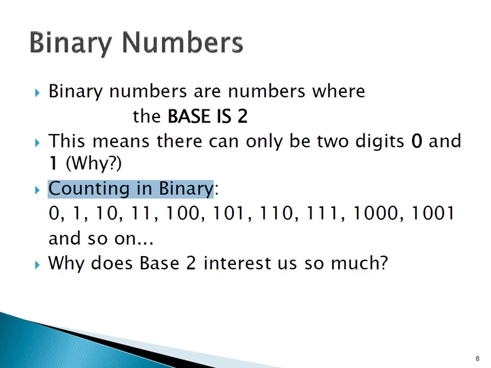Let's now count in base 8. 0, 1, 2, 3, 4, 5, 6, 7. There is no 8 in base 8. So the next number will be 10, 11, 12, 13, 14, 15, 16, 17. There is no 18 in base 8. So the next number will be 20, 21, 22, 23, 24, 25, 26, 27, 30, 31, 32, 33, and so on.